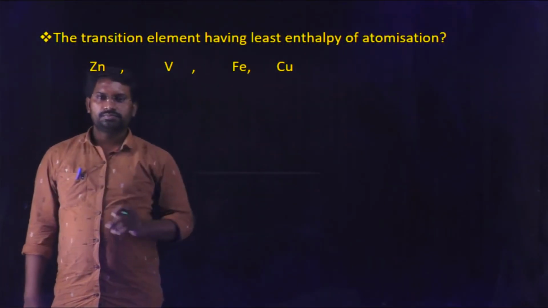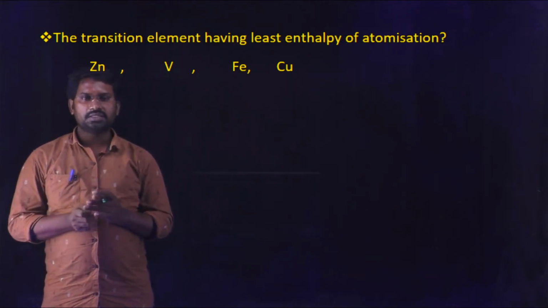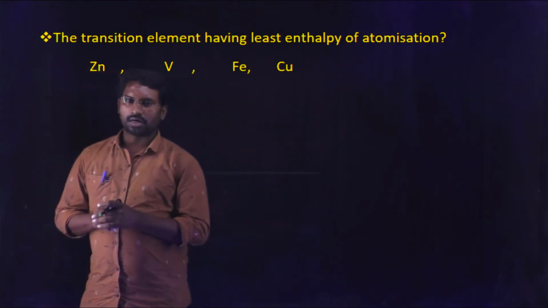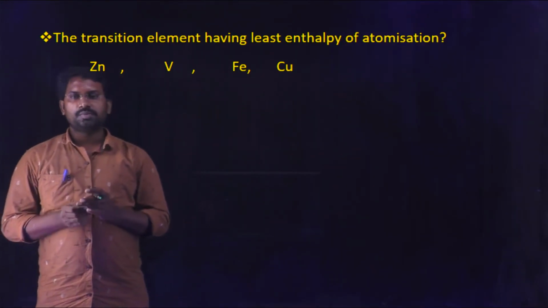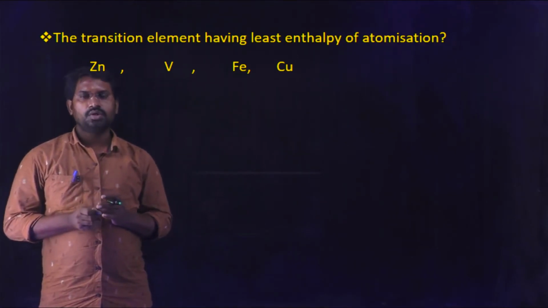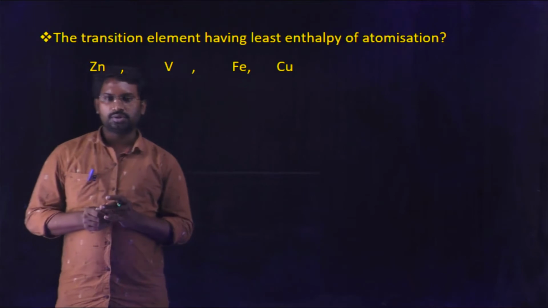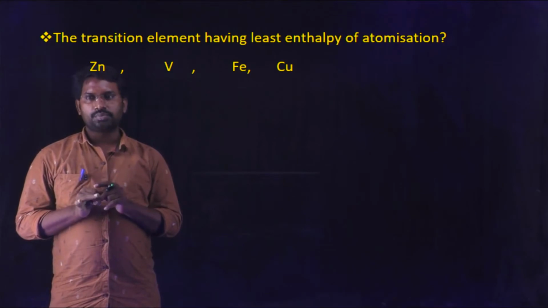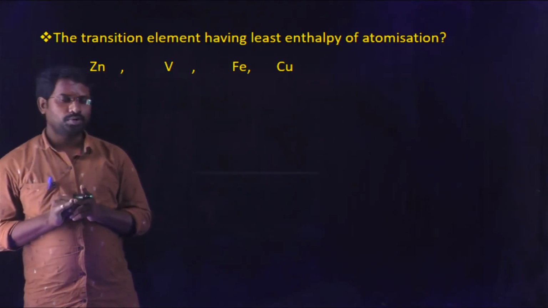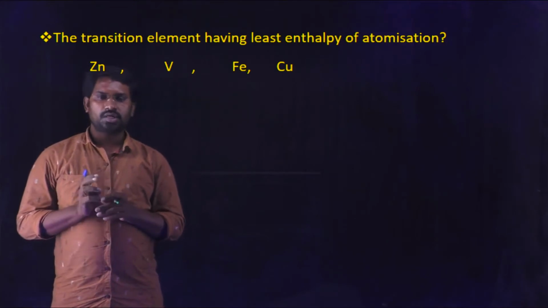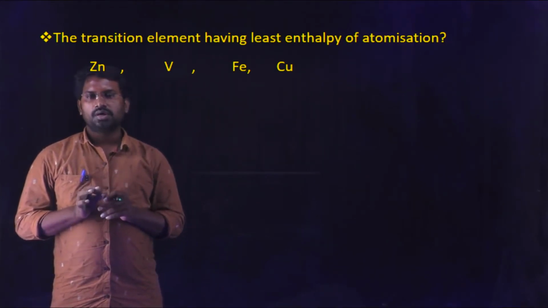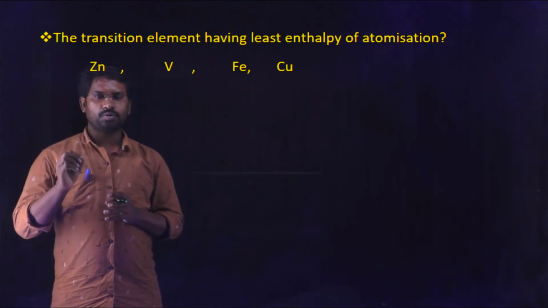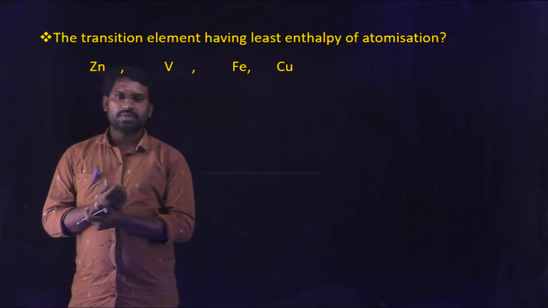The next question is: the transition element having least enthalpy of atomization: zinc, vanadium, iron and copper. Generally these d block elements or transition elements have many types of properties. We already learned about them: variable oxidation state, enthalpy of atomization, ionization potential values, melting point and boiling point values, formation of colored ions, formation of complex compounds, and they also exhibit catalytic nature. For every individual property there is a reason behind why they exhibit it.